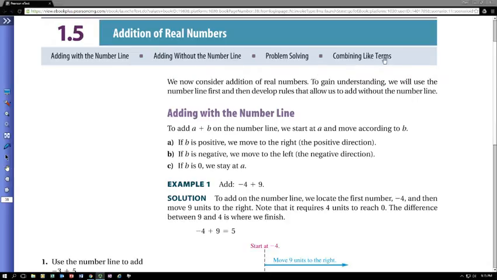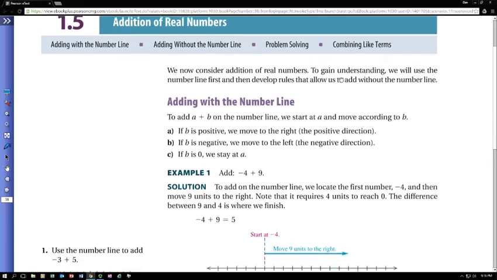And then probably one of the really important things in algebra is combining like terms, which is really a shortcut method that they're talking about. But really what it is, is using the commutative, associative, and distributive laws to strategically be able to simplify expressions and problem solve and eventually solve complex equations. So let's start with adding on a number line.